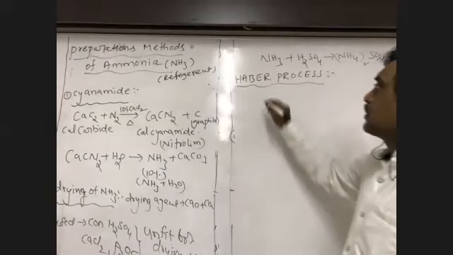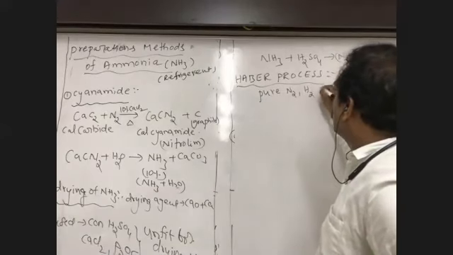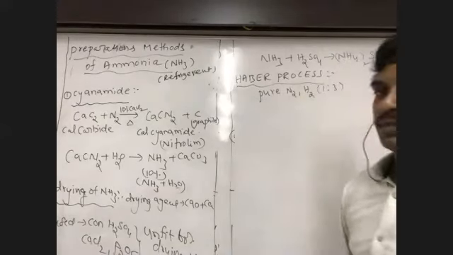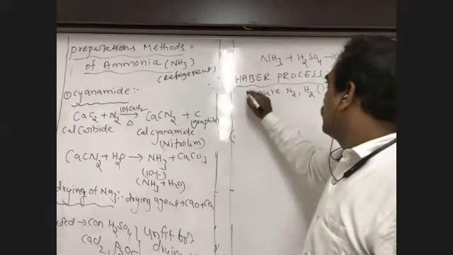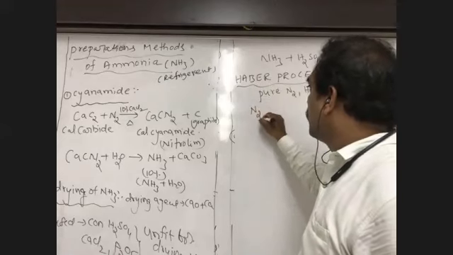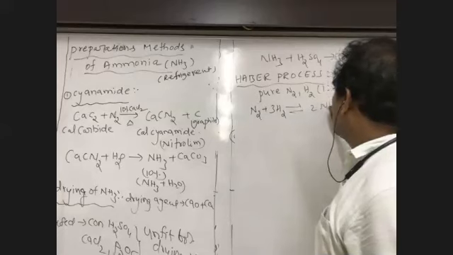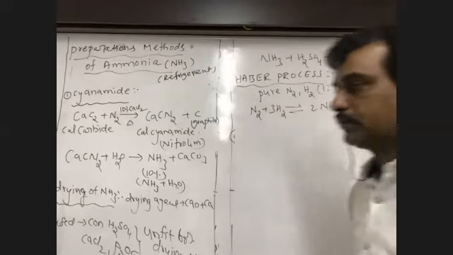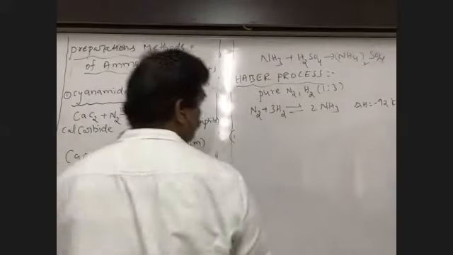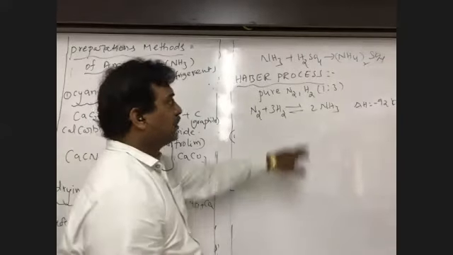In the Haber process, we have to take pure N2 and H2 in the ratio of 1:3. Here in the Haber process, ammonia is prepared by N2 plus 3H2 gives rise to 2NH3. The delta H of that reaction is taken as minus 92 kilojoules per mole, nearby 92 or 93. It is a reversible reaction.